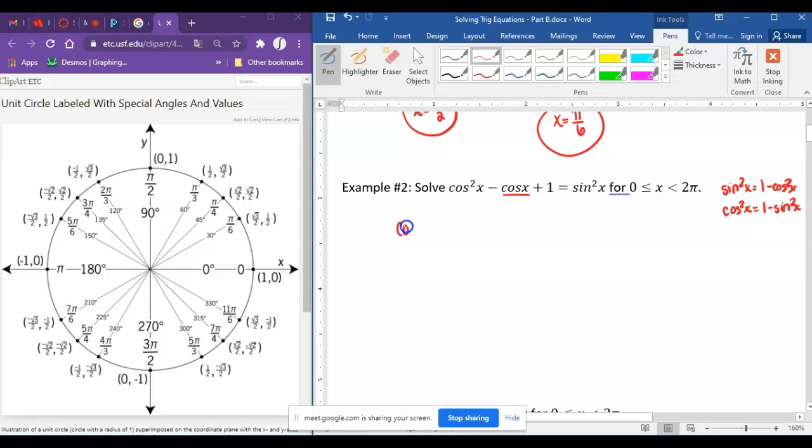So I'm going to do cosine squared x minus cosine x plus 1 is going to equal 1 minus cosine squared x. So I'm just using that Pythagorean identity to replace that sine squared x there. Okay, questions?